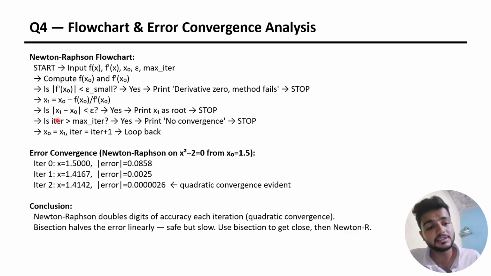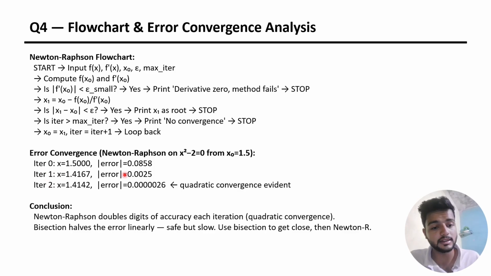If |x1 minus x0| is less than 0.0001, then yes, print x1 is the root. If iteration is greater than max iteration, then we'll say no convergence and stop the loop. Otherwise x0 becomes x1, iteration becomes iteration plus 1, and loop back. We'll iterate the loop once again and increase the count of iteration, and we'll always check the number of iterations against the given input.